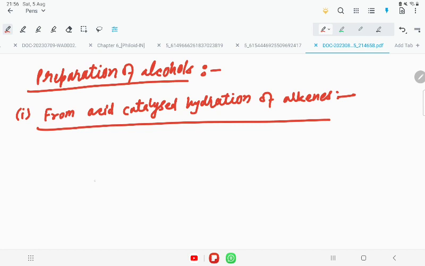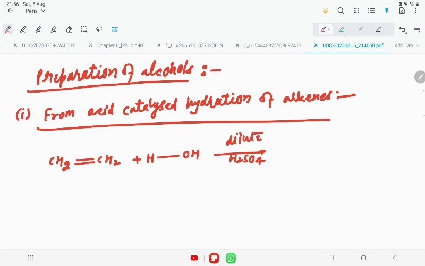What is this, student? When you are treating the alkene, with what are you going to treat? You are treating with water. Hydration means addition of water, and in the presence of H2SO4, we have to take dilute H2SO4, right student. So dilute H2SO4 will act as a catalyst.